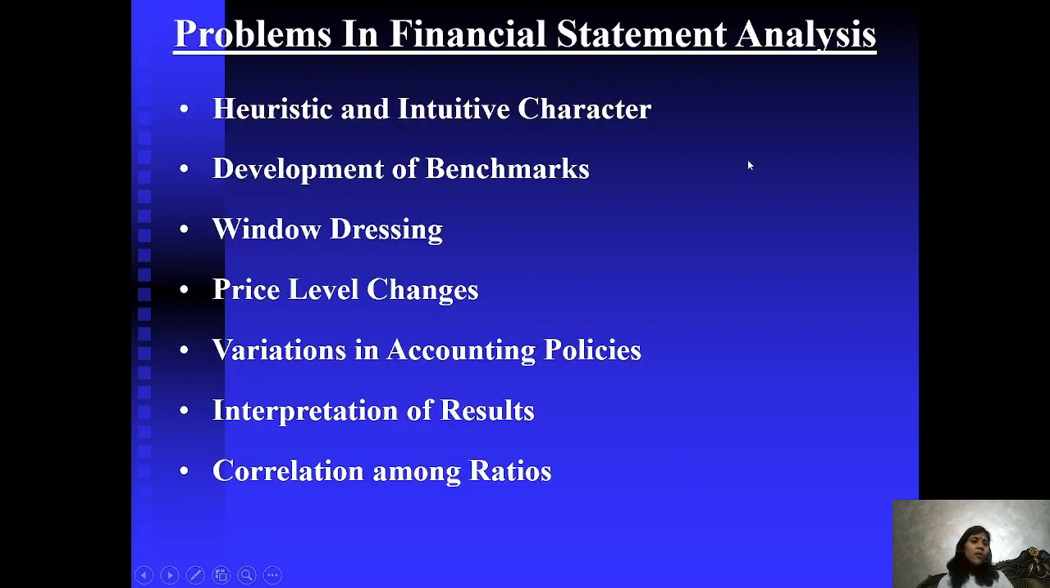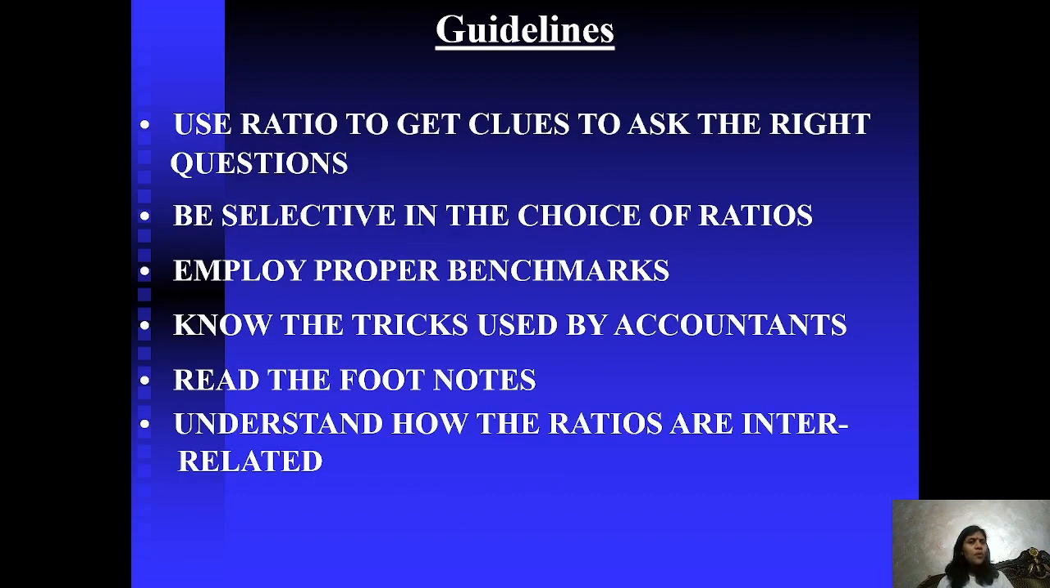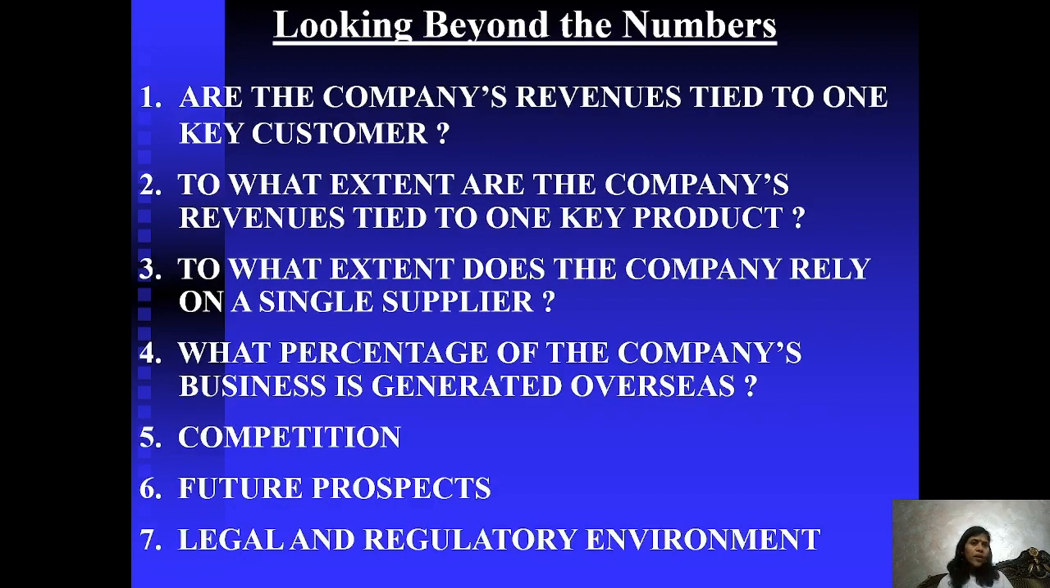Problems in financial statements are: realistic and intuitive character, development of benchmarks, window dressing, price level changes, changes in various accounting policies, interpretation of results, and correlation among the ratios. Guideline: use your ratios to get clues and ask the right questions. Be selective and know the tricks. Looking behind the numbers: is the company's revenue dependent on one key customer? To what extent is the company's revenue tied to one product? What is the competition, future prospects, legal and regulatory environment?